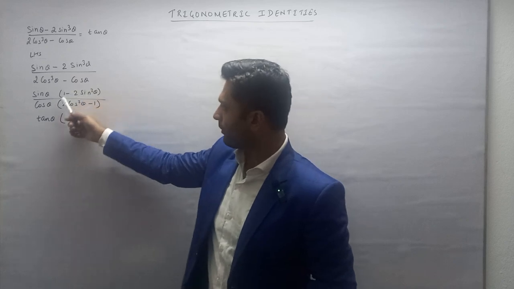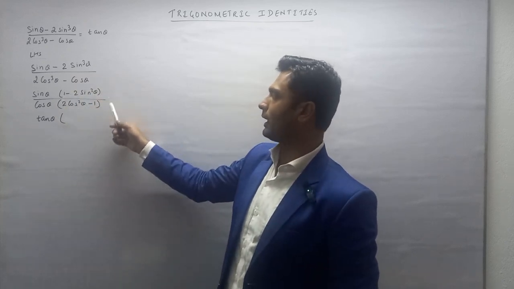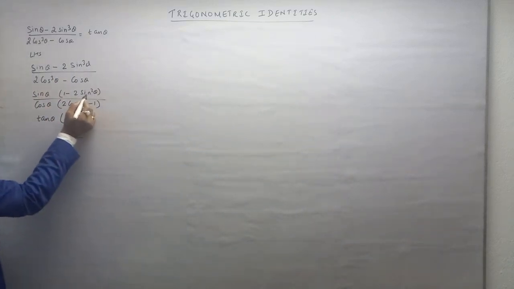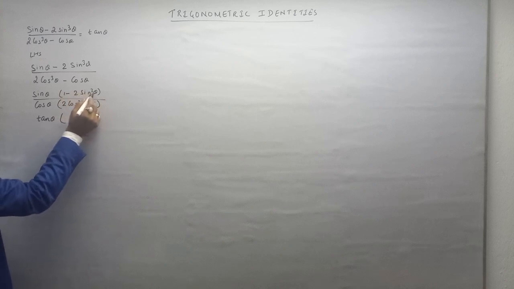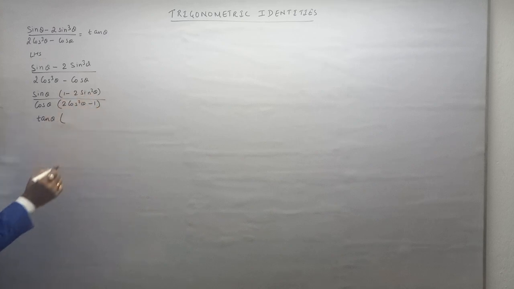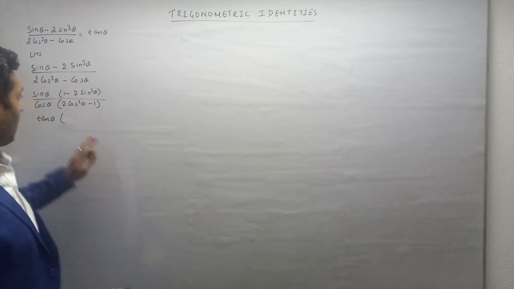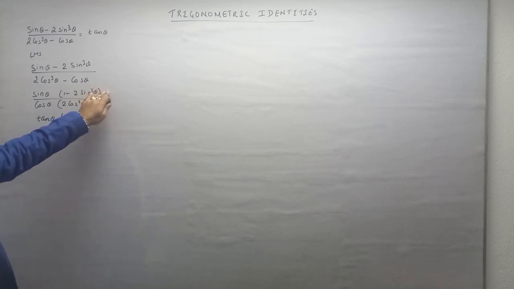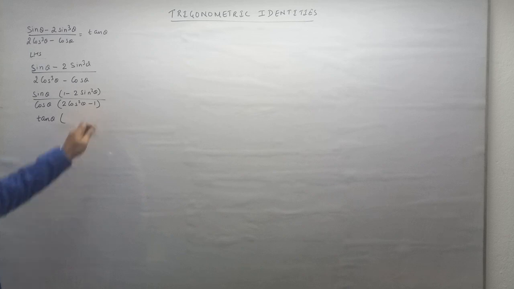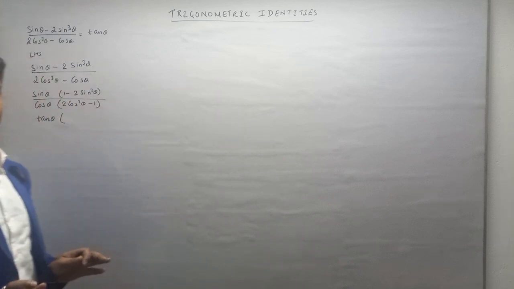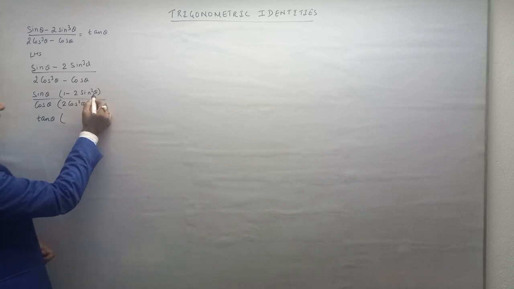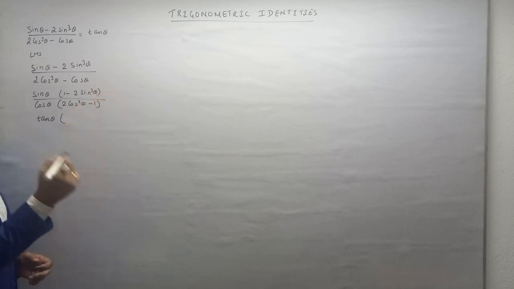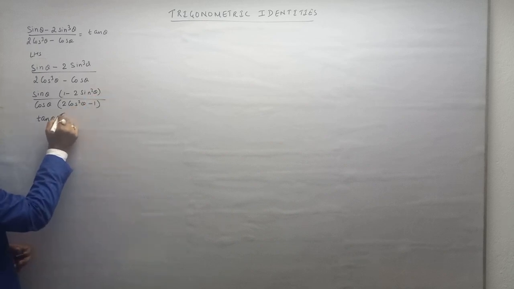Now we need to eliminate this part. How can we eliminate this part? It's very simple. You need to convert sine in terms of cos, or convert cos in terms of sine. Either we are changing the numerator or we are changing the denominator, we are not changing both. If we convert sine in terms of cos, then the numerator and denominator will divide and you get 1.